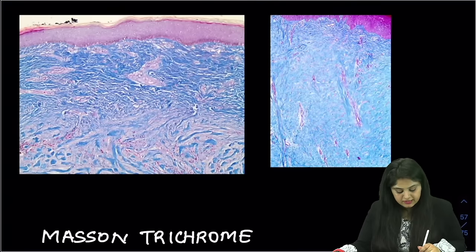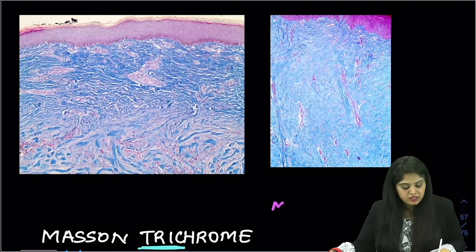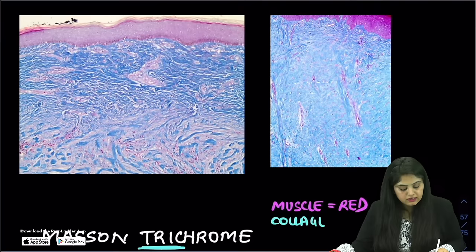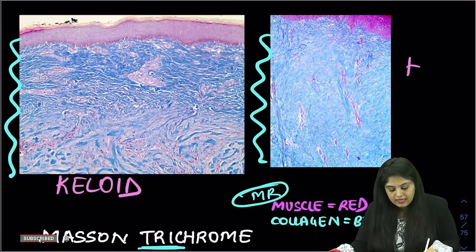Having said that, coming back to Masson trichrome. When I say trichrome, you have to look out for three colors, but I'm not interested in three colors right now. I'm interested in two main things. What is the color of the muscle going to be? Muscle, Mr. Muscle, is going to be red and collagen is going to be blue. Remember which is red: the muscle is red. And you can see everything is blue over here. So everything is collagen. Remember, this picture on the left is a keloid and this is a hypertrophic scar.